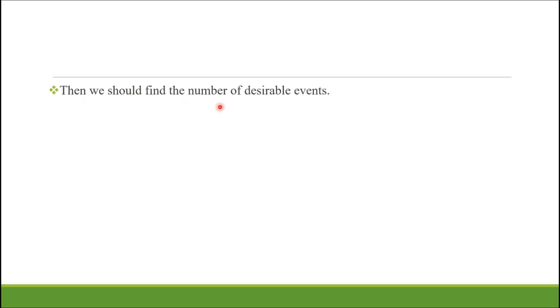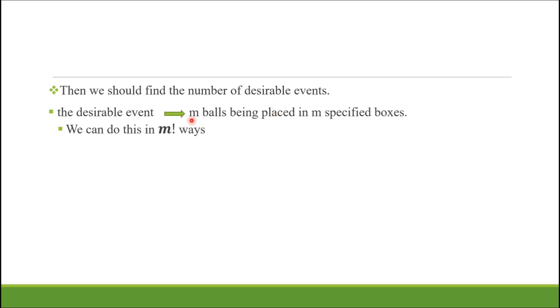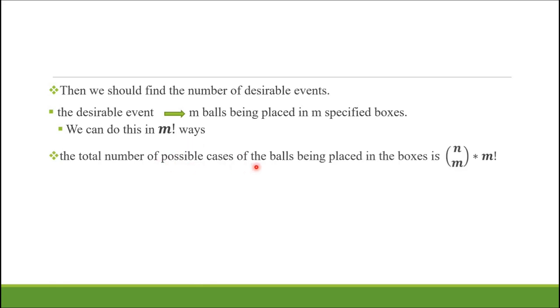Then we should find the number of desirable events. The desirable event in this scenario is m balls being placed in m specified boxes. We can do this in m factorial ways, and that's because, as I just explained, there are m factorial conditions that boxes can be filled with the balls. So the total number of possible cases of the balls being placed in the boxes is equal to the number of permutations of n objects taken m at a time times m factorial. And the number of cases in which our desired event happens is equal to m factorial.